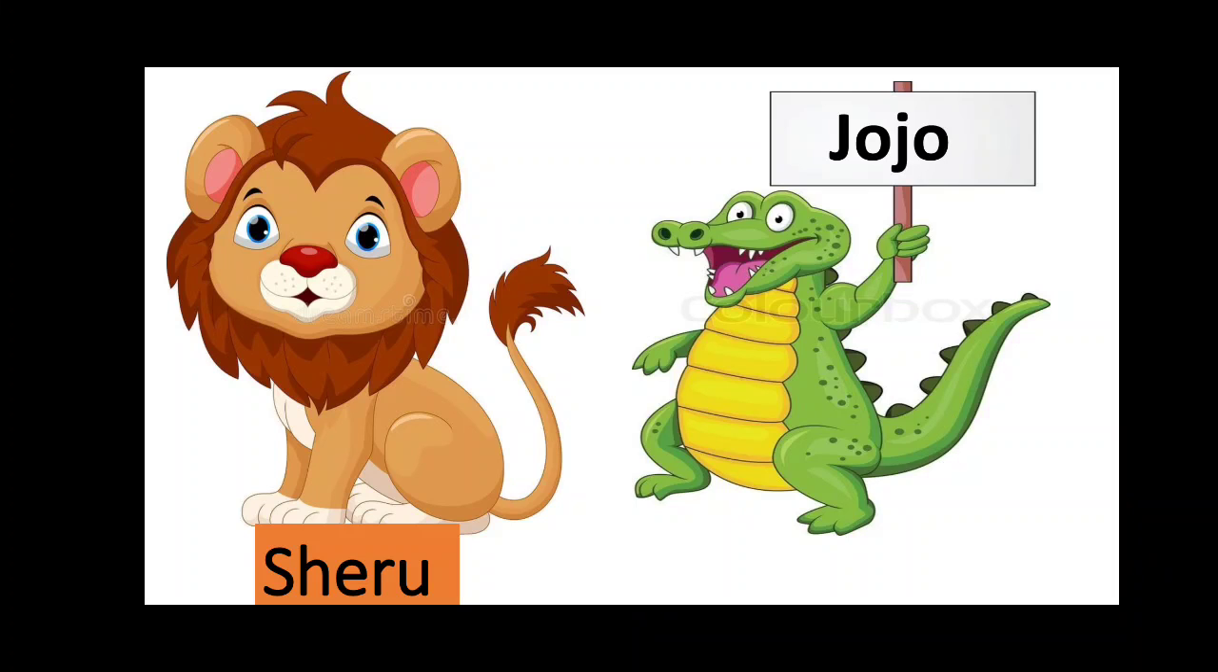So today we have two friends with us. They are Sheru and Jojo. Say hi to Sheru and Jojo, everyone. Yes, so these two friends of ours are going to learn with us what ascending and descending order are.